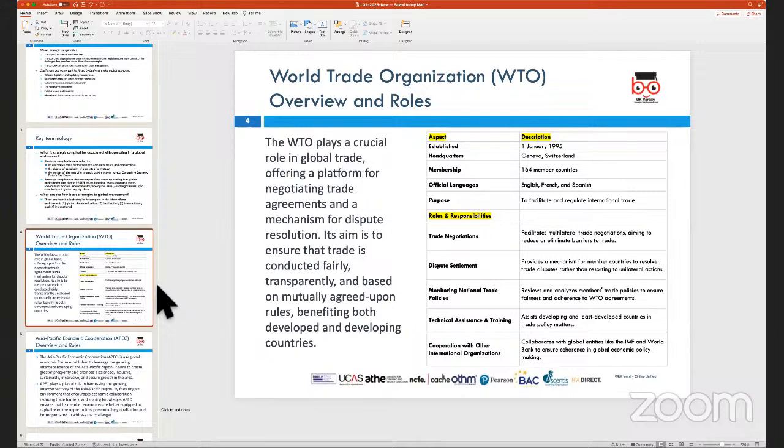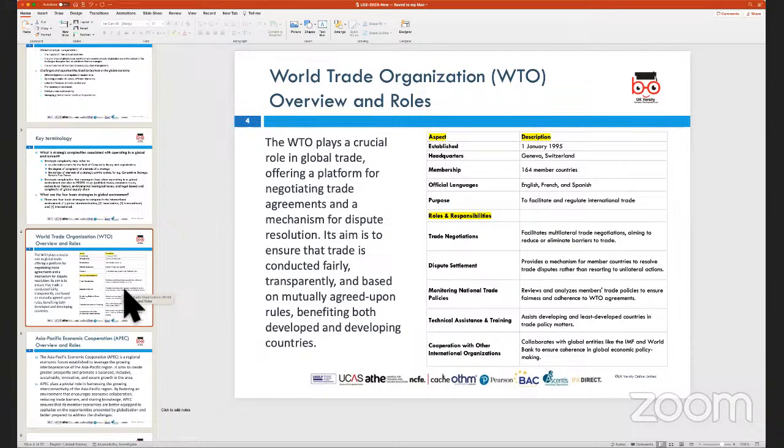They would be organizations like the World Trade Organization. WTO in short was established in 1995. They're headquartered in Geneva in Switzerland, and 164 countries globally are members of WTO. The role of WTO is to facilitate and regulate international trade.